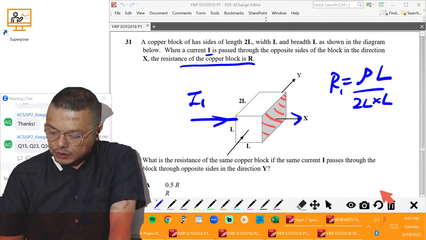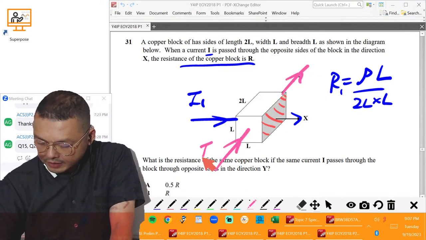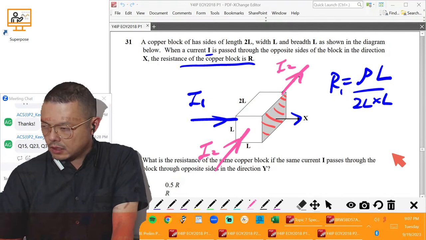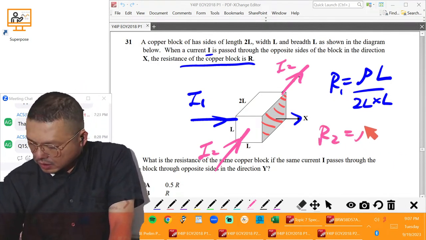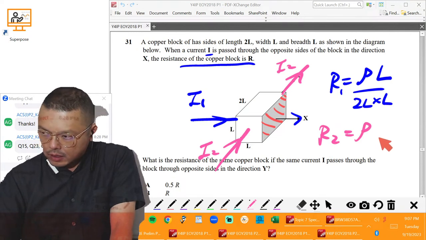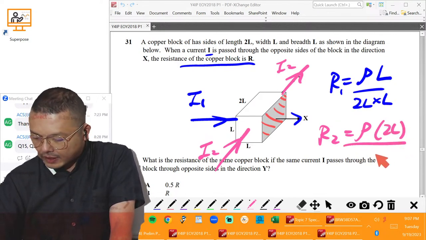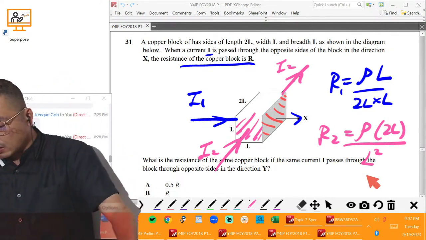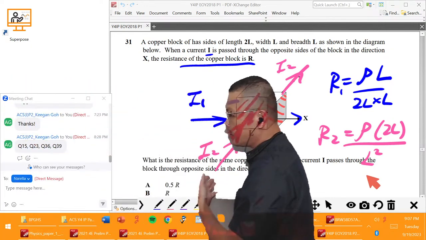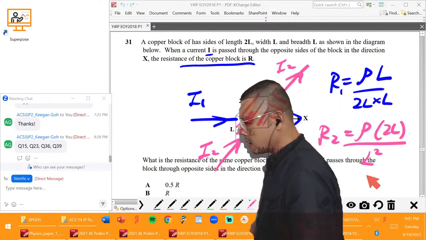Okay? So now the question is, how about I2? If the current is flowing this way, then what is the resistance of 2? Rho 2L over L squared, good. And then you go and compare the two. What's the comparison of these two resistances? That means you compare this resistance with another resistance.